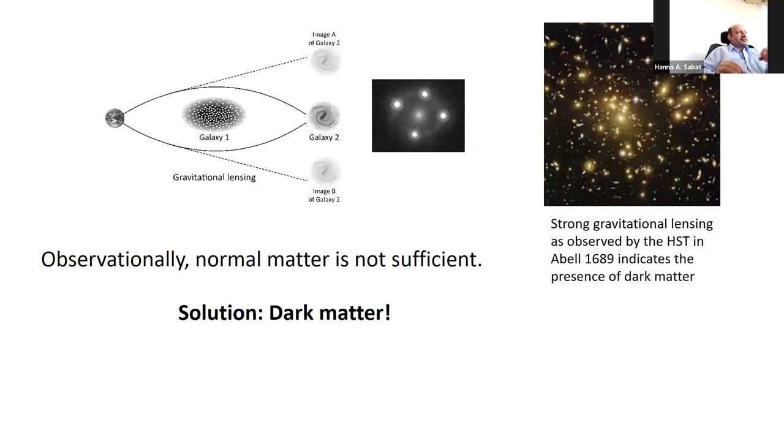So this is a schematic diagram of what I'm talking about here. Assume this is the Earth, or the observer. Here we have a certain galaxy. Let's say it's galaxy number 2.